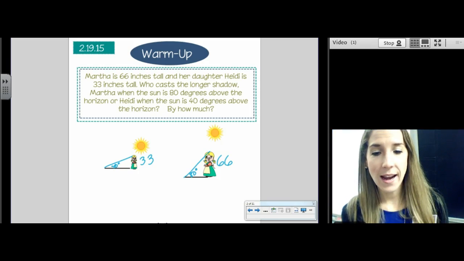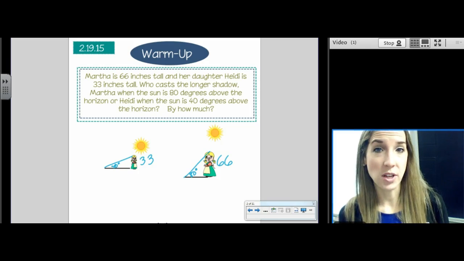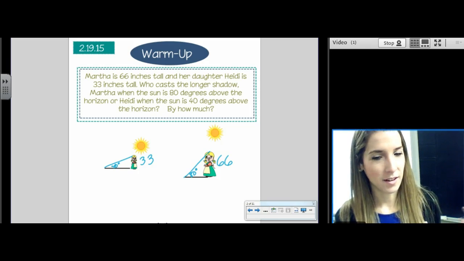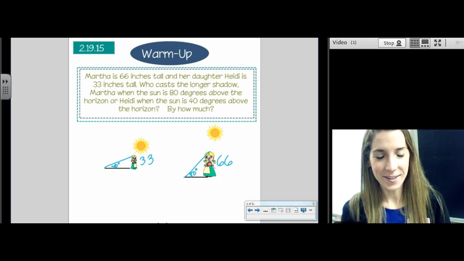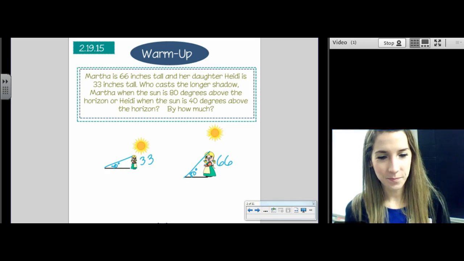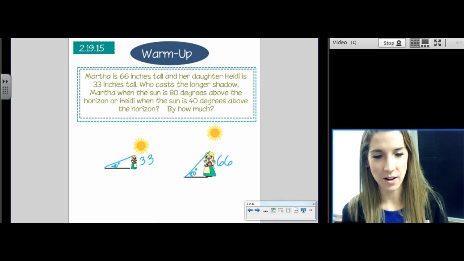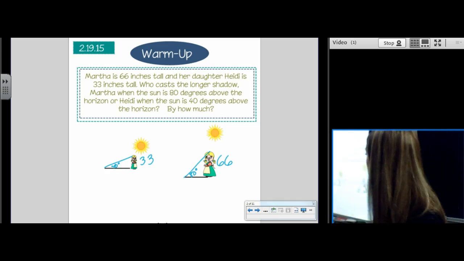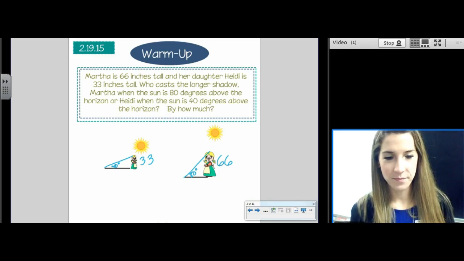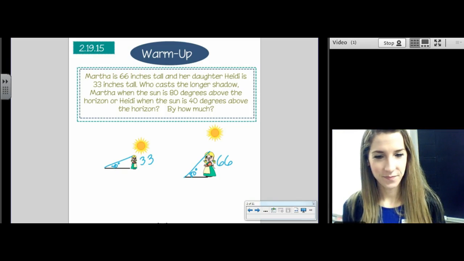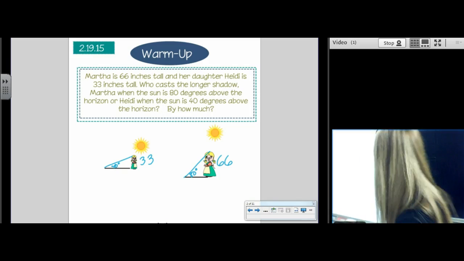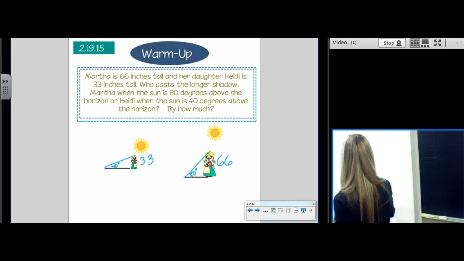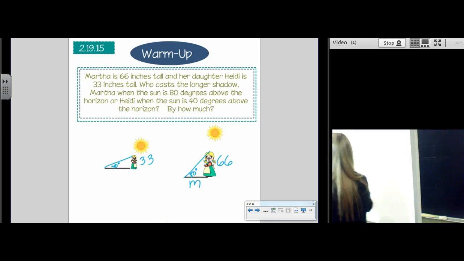Now, Heidi's angle is smaller, so her shadow should be longer, but Martha is a taller person. So we're going to use trig to see whose shadow is longer. What trig function are we going to employ to solve this problem? What are we looking for? Where's x? Where's the variable? I'll do m for Martha and h for Heidi.